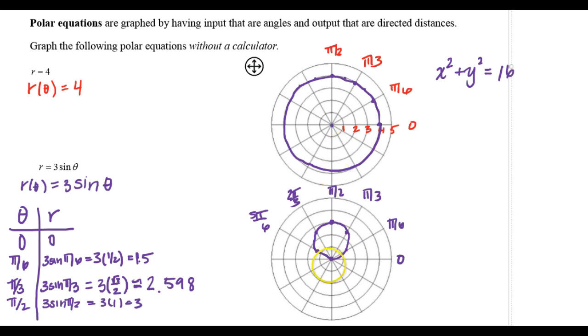So it's not centered at the origin, and it takes a little bit more effort because we're plugging in all these different angles. So for some cases, it's going to be easier to graph by hand. For other cases like this, we're actually going to use our calculator, and we're going to need to change our calculator to polar mode. So we're going to move on to that topic next.